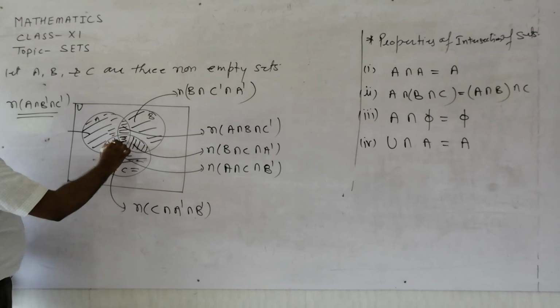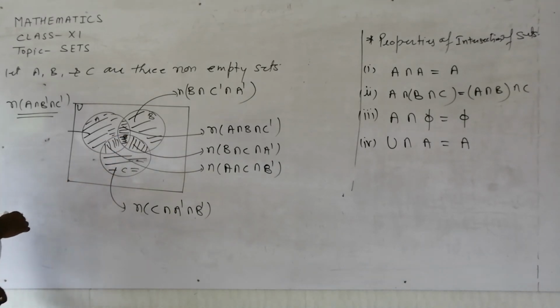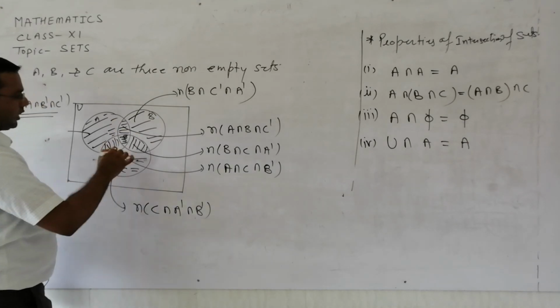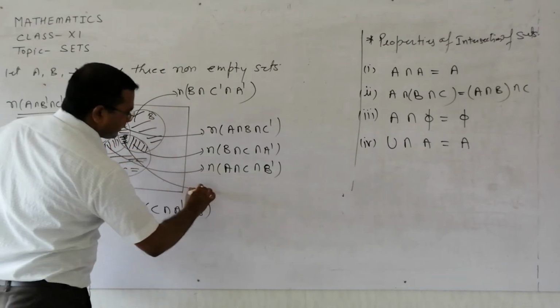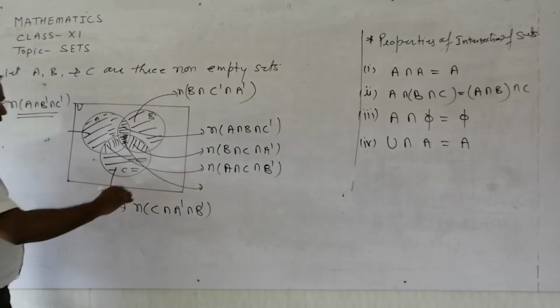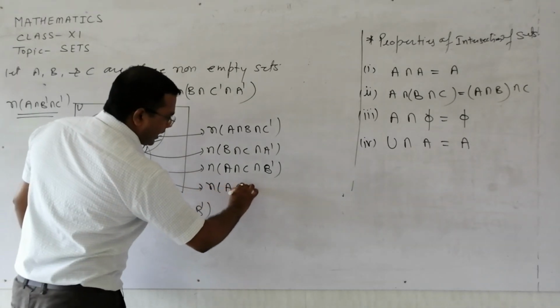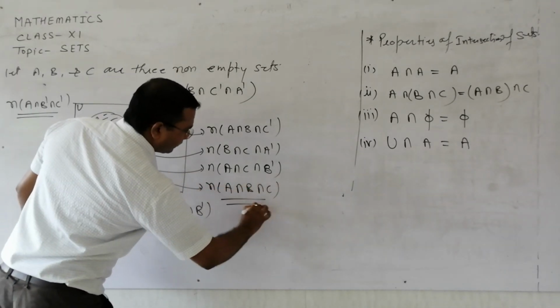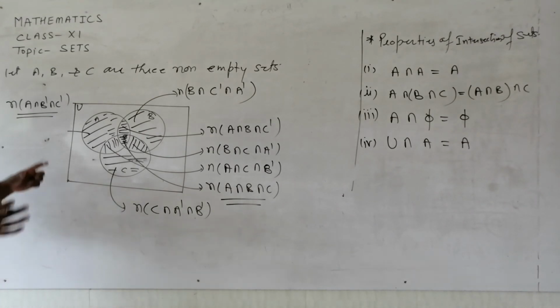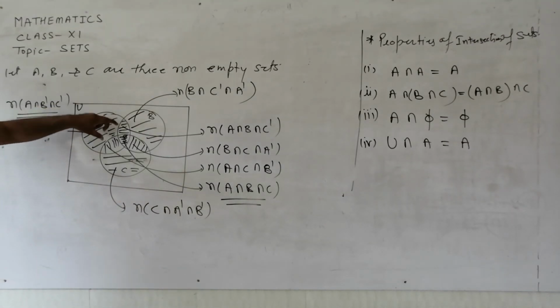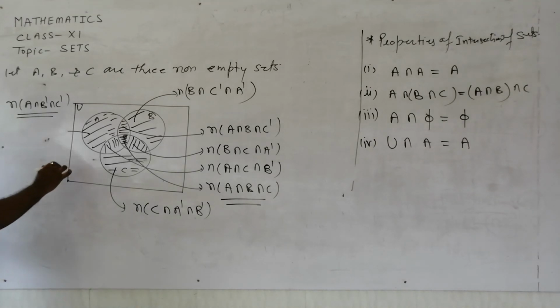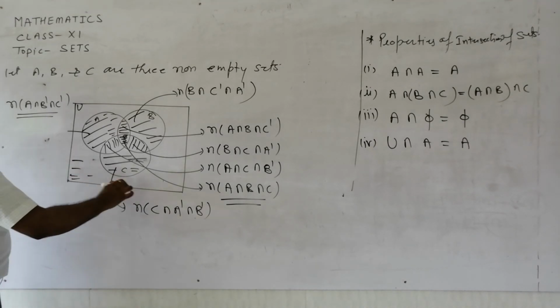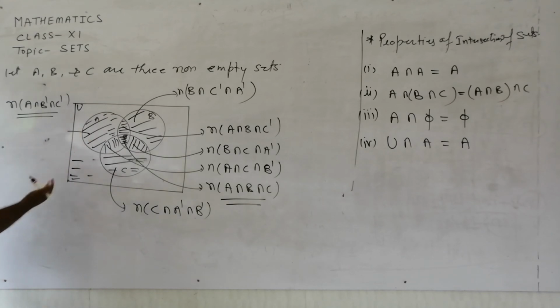What do you think, what is this part? This is the common part between all three sets. How can we represent this? This is represented by n of A intersection B intersection C, meaning the common elements which are in A, in B and in C also. See student, don't feel that this space is empty, that there is no element here. Maybe there are certain elements which come in this part.